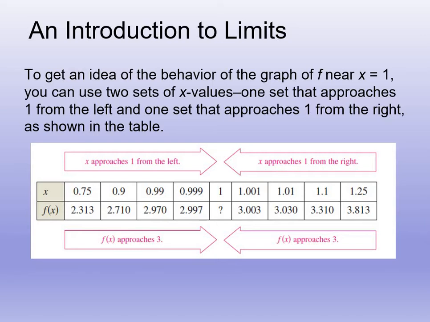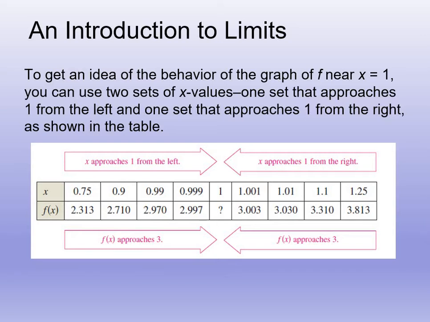Then on the right-hand side, if I substitute in 1.001 for x. And when I keep saying substitute in for x, I'm talking about into that original equation. The original equation is x cubed minus 1 over x minus 1. I'm going to take that value of 1.001 and put it in for x. So 1.001 cubed minus 1 divided by 1.001 minus 1. Okay, you're going to substitute in. When you do that, you get 3.003.